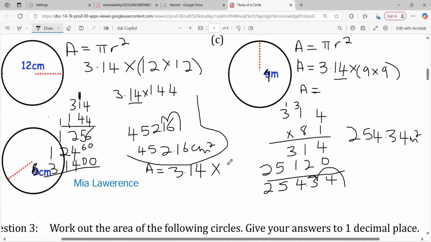Remember that one. So, sir, then I said 6 times 6 is 36. Then I said 3.14 times 36. Yeah, very good. So, sir, 6 times 4 is 24.